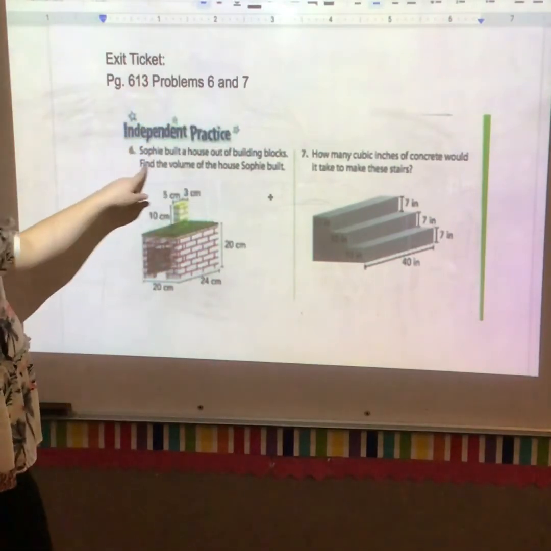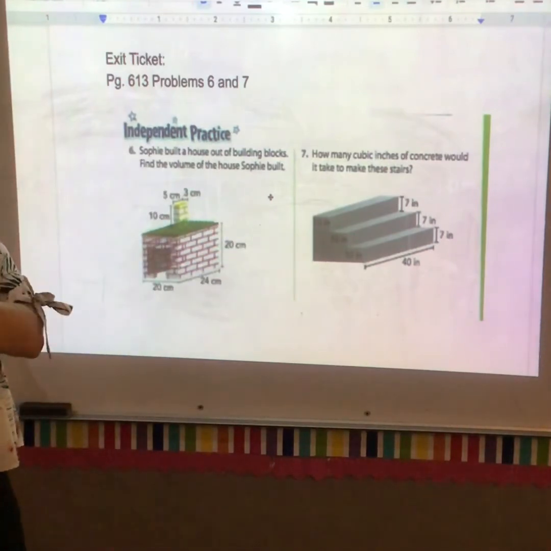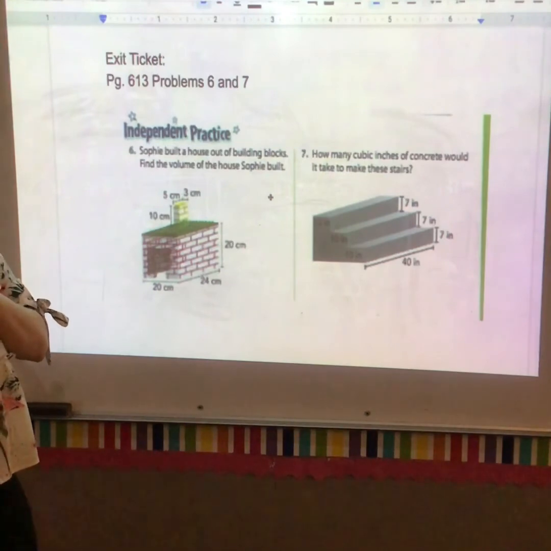Make sure you read the directions very carefully. When you're done, rip it out of your math book, and then turn it into that yellow folder so that we can check it over as teachers.